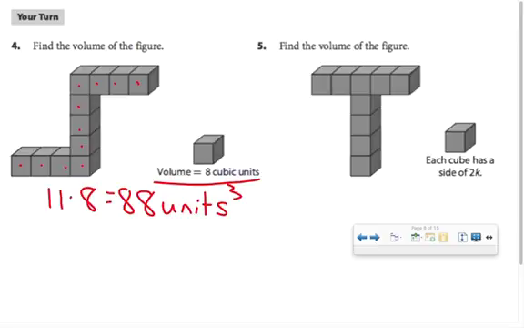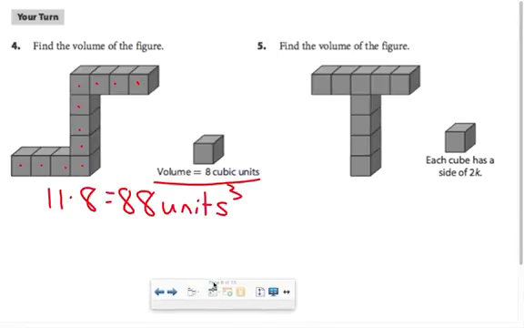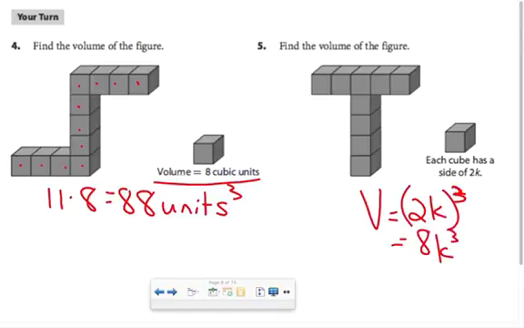In your turn 5, a little bit more involved, each cube has a side of 2k. The volume of a cube, remember, is side cubed. So this would be 8k cubed times 1, 2, 3, 4, 5, 6, 7, 8, 9. So 9 times 8k cubed is 72k cubed.